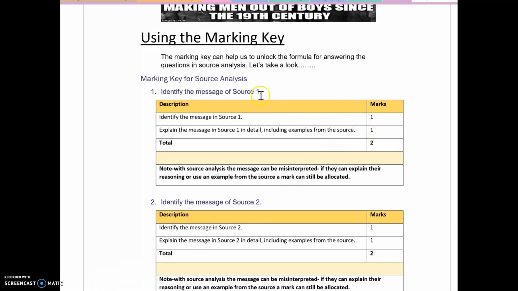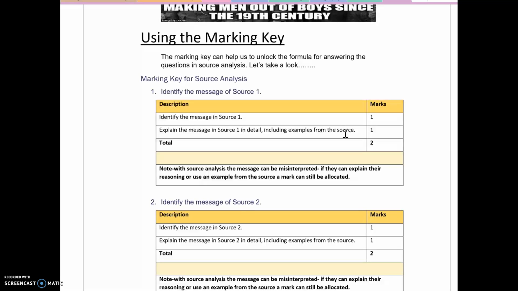For the first one, we've identified the message in source 1. Now, what sort of ideas are we seeing? You just write that out, and you can simply say the message in source 1 is, and then you use your own words. Then, to get the second mark, you really expand on that, but you need to use an example from the source, even if the source is visual.